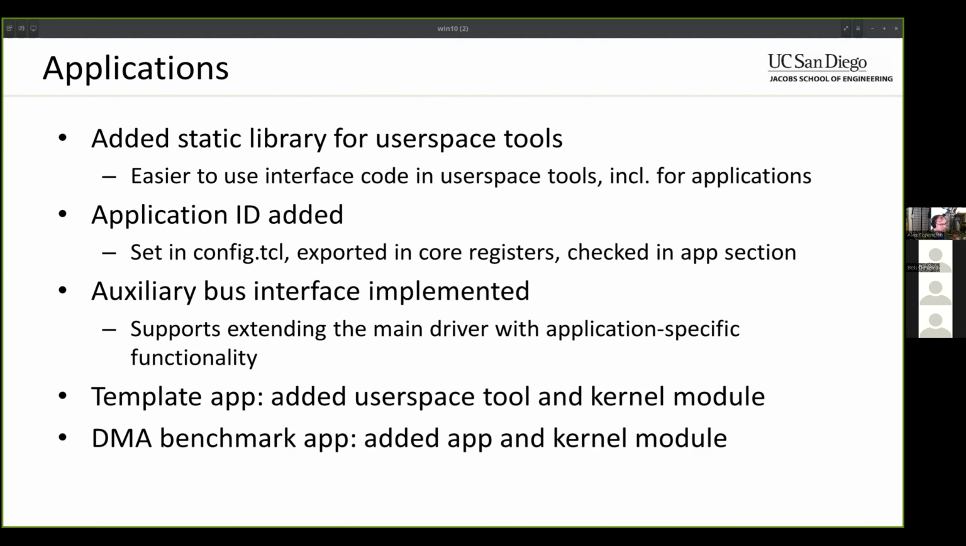So the idea with this is you set the application ID in config.tcl, and then that ID gets exported by the core registers, and it's also passed through to the application section. More on that in a little bit and why I went for this particular route.